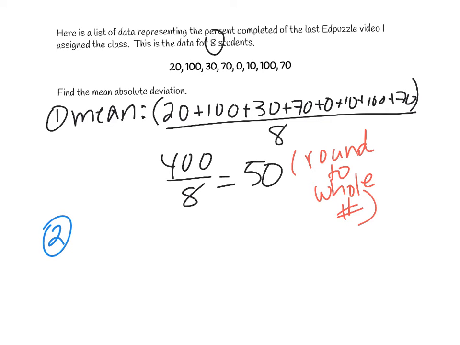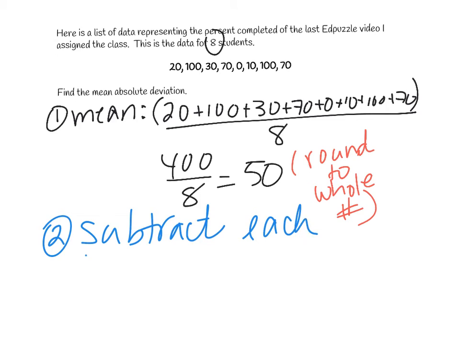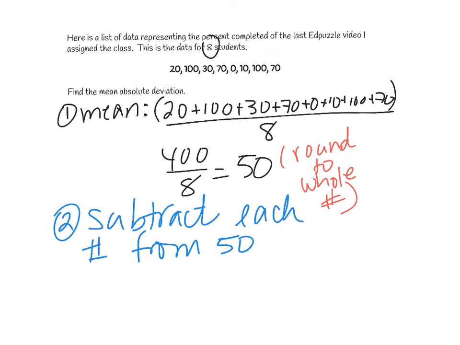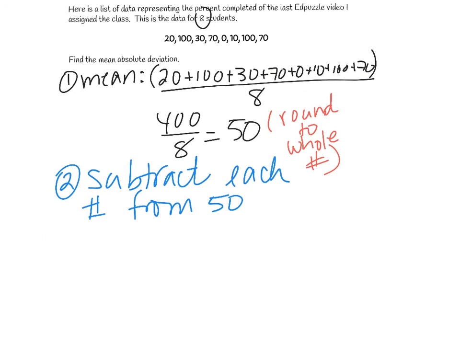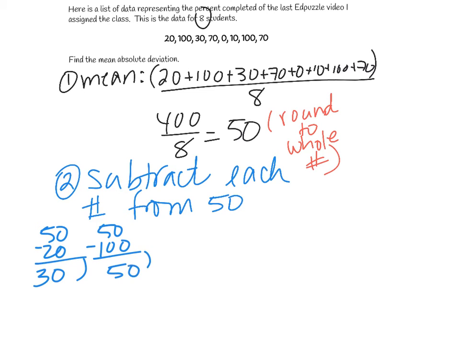All right, then the second step is we are going to subtract to find the differences. So we're going to subtract each number in our original set from 50, or 50 from each number. Again, doesn't matter what order you do it in because we're just taking the positive number anyway. So 50 minus 20 is 30. 50 minus 100 is, I know, negative 50, but we're going to do 50.